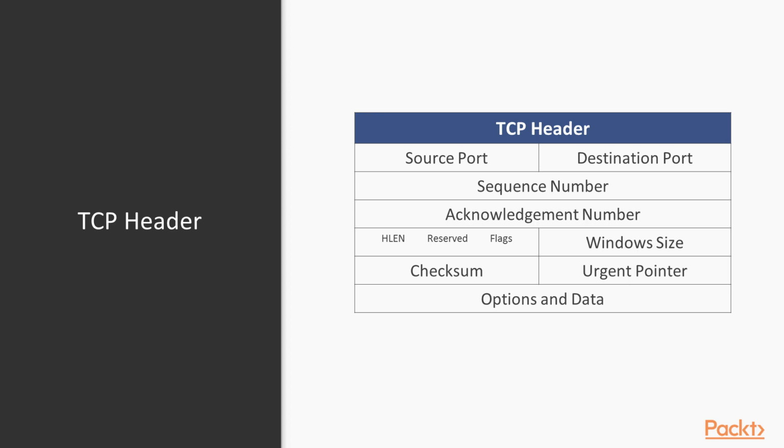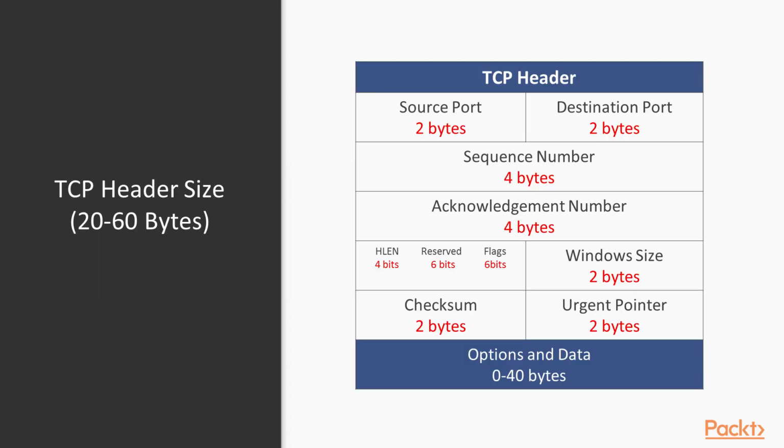So let's see here what are the fields of that header. We have source port, destination port, sequence number, acknowledge number, header length, reserved bits, flags, window size, checksum, urgent pointer, and options and data. If you want to see those in sizes, here you go. Before going to Wireshark to demonstrate and explain the header in detail, let us first take a look at how data is transferred between a sending and receiving endpoint.